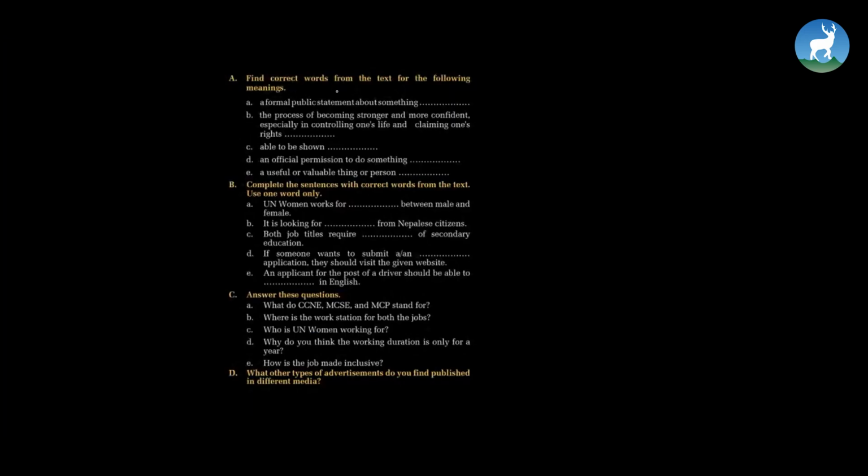Find correct words from the text for the following meanings. A formal public statement about something: announcement. The process of becoming stronger and more confident, especially in controlling one's life and claiming one's rights: empowerment. Able to be shown: demonstrable. An official permission to do something: certified. A useful or valuable thing or person: beneficiary.